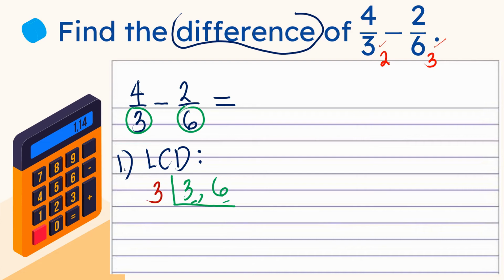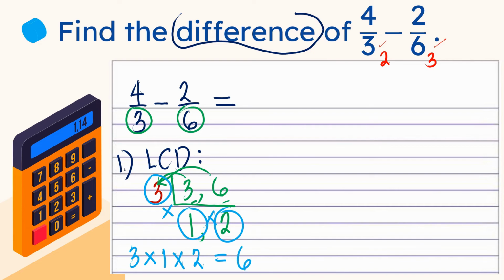Okay? And then, tuloy na tayo. 3 divided by 3, that is 1. 6 divided by 3 is 2. Okay? And then, yung lahat ng nasa labas na yan, i-multiply lang daw natin yan lahat. 3 times 1 times 2. That will be your LCD. 3 times 1 is 3 times 2. That is 6. Therefore, your LCD is 6. Yun yung ilalagay natin ngayon sa denominator. Okay? And then, proceed to step number 2.